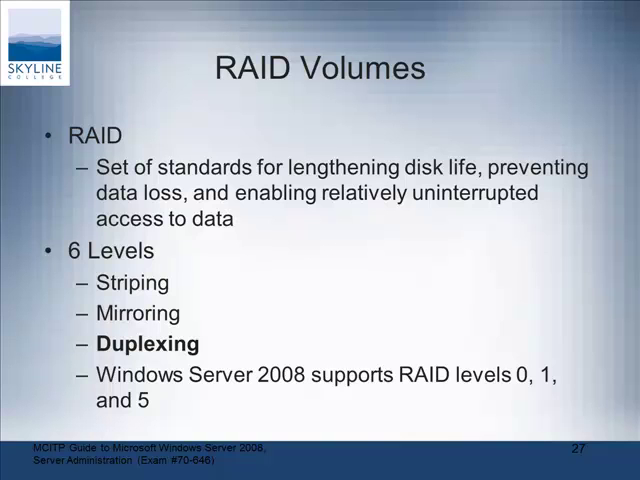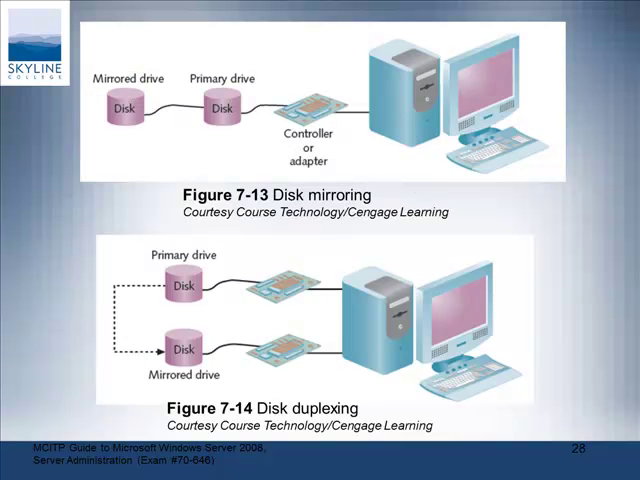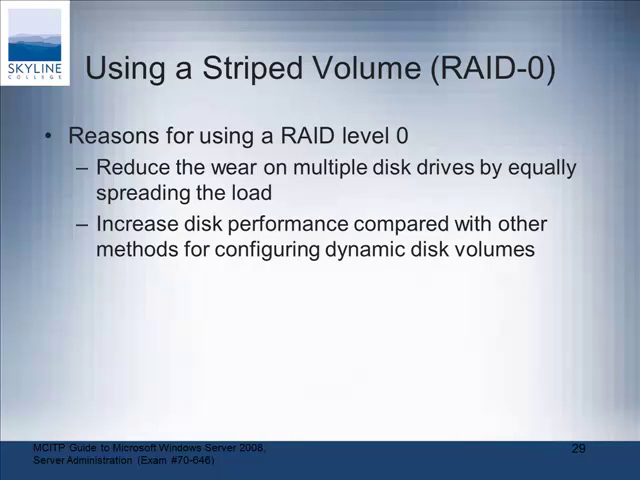With RAID 5, you can lose one hard drive. One hard drive can fail. You lose one hard drive's worth of storage. You don't lose any storage in a RAID 0. You lose 50% of your storage in mirroring and duplexing, because you have to have a copy of all of those things. And this is mirroring, same controller, and duplexing, separate controllers. That's the real difference in those.